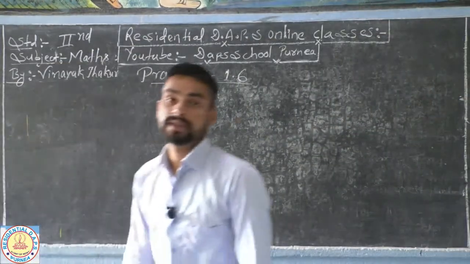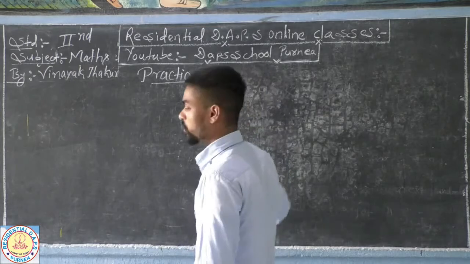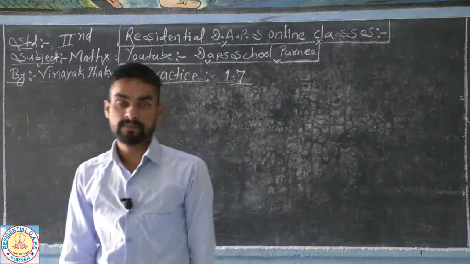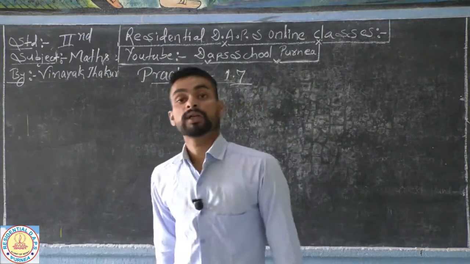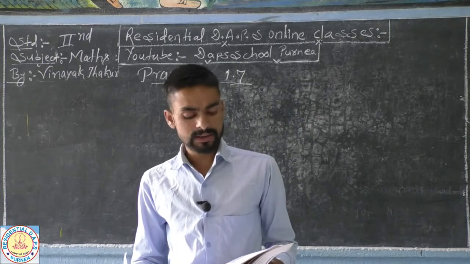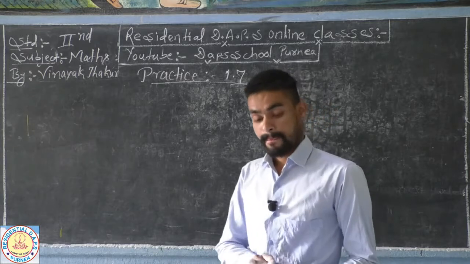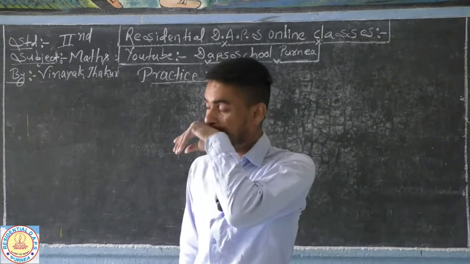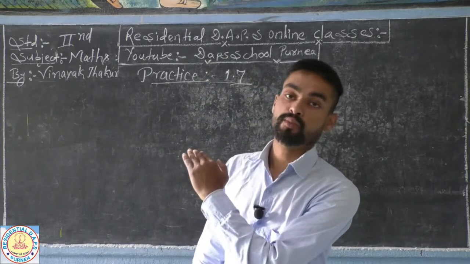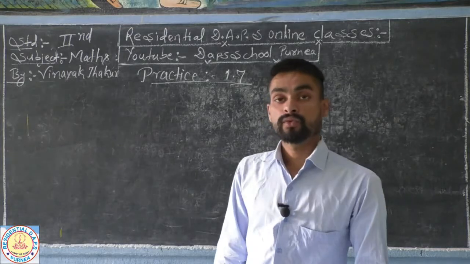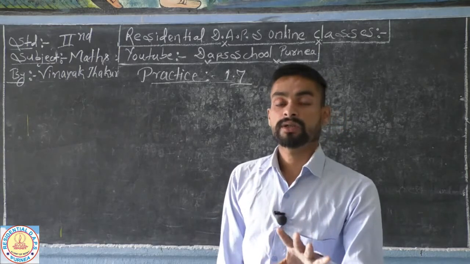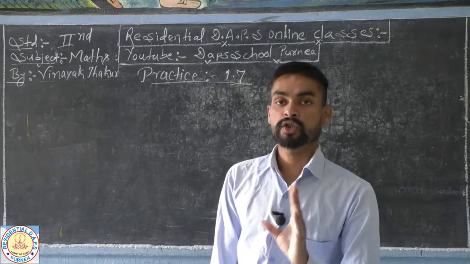Hello everyone, this is Vinayak, and today I am going to solve your practice set 1.7. You need to focus on your blackboard and on the Roman numbers, and you need to learn all the Roman numerals up to 100. If you want to solve your practice set 1.7, you need to learn all your Roman numerals.